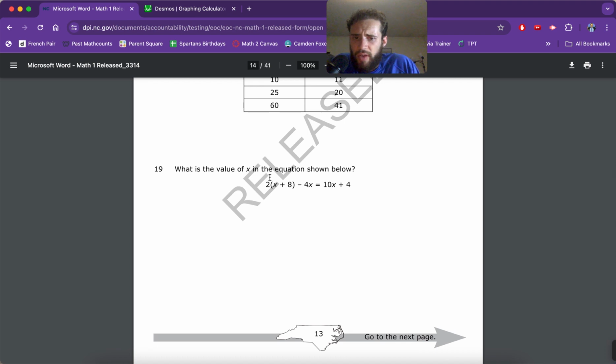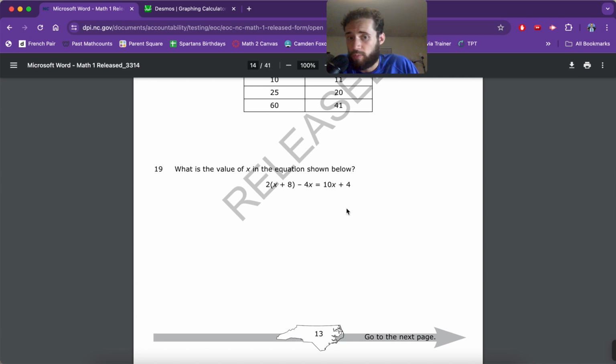All right, what's the value of x in the equation below? Okay, well, you got to distribute the 2 to the x, so 2 times x is 2x, 2 times 8 is 16. So 2x plus 16 minus 4x. 2x minus 4x is negative 2x. So we get negative 2x plus 16 equals 10x plus 4. I would put my x's on this side because you've got the positives. So I'd add 2x to both sides, and we'd get 16 equals 12x plus 4.